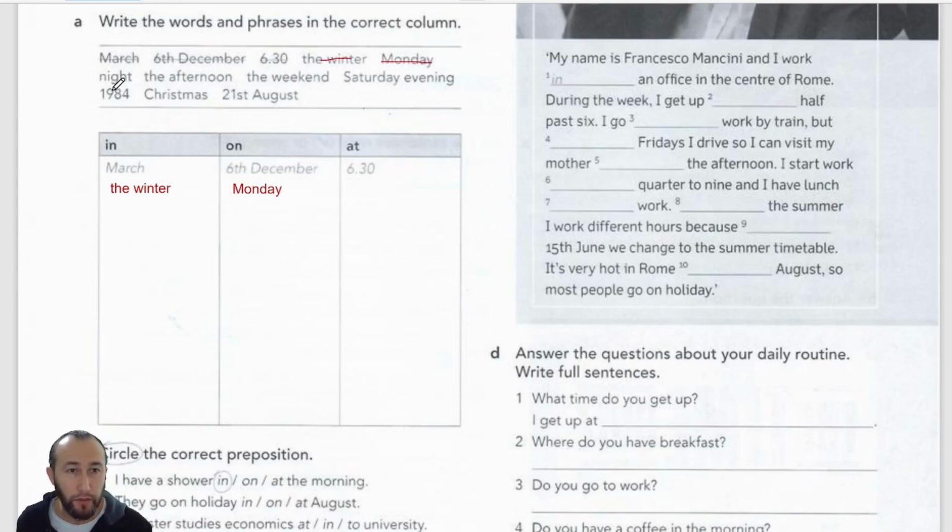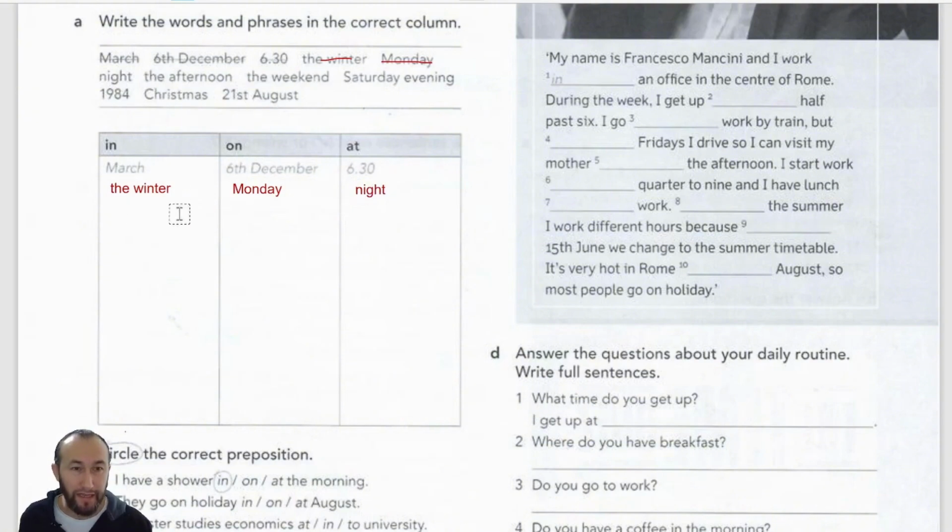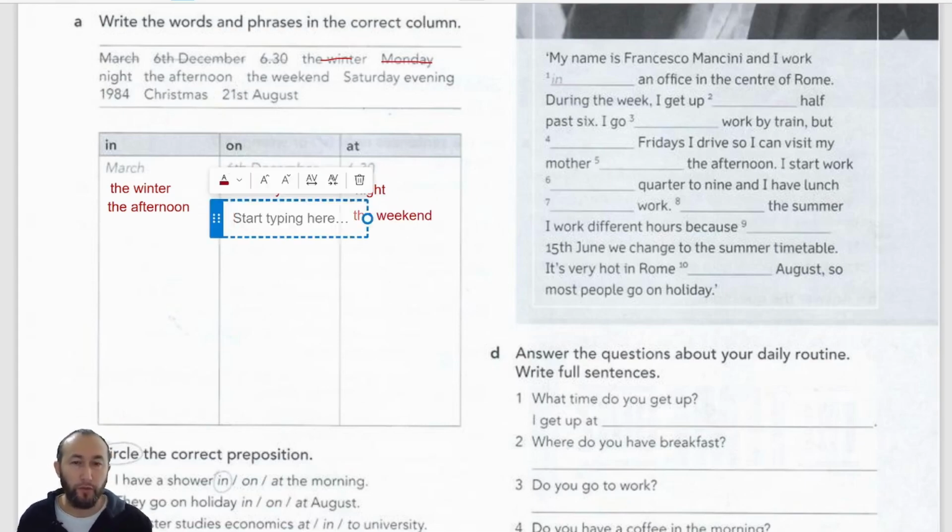So done. So night comes with at night, guys. At night. The afternoon, in the afternoon, in the morning, in the evening. The weekend, at the weekend. Well, in America they say on the weekend as well. If you would like to say, that's fine.